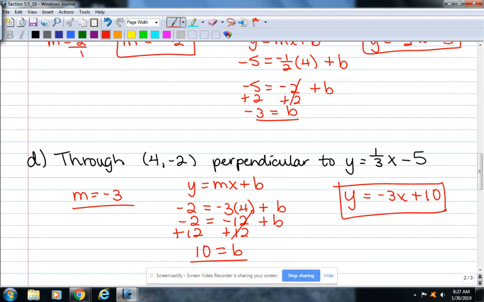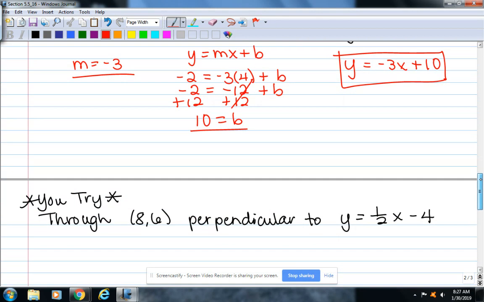We good? Nobody's lost out in the dark? Y'all are just bored to death. This is so easy. Yeah. Okay, good. You try this one.